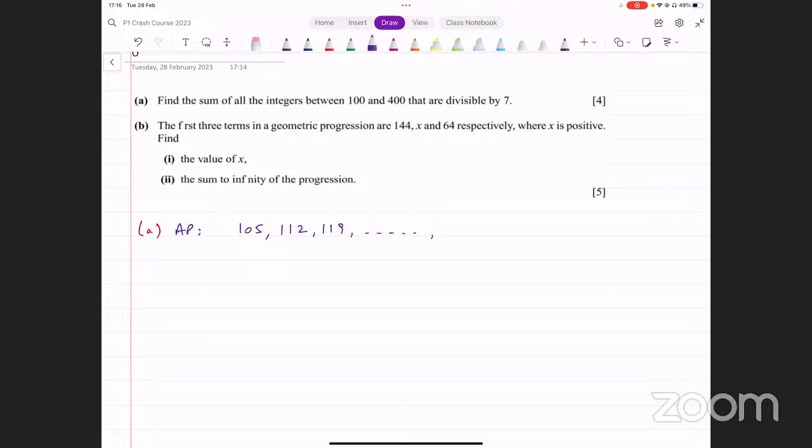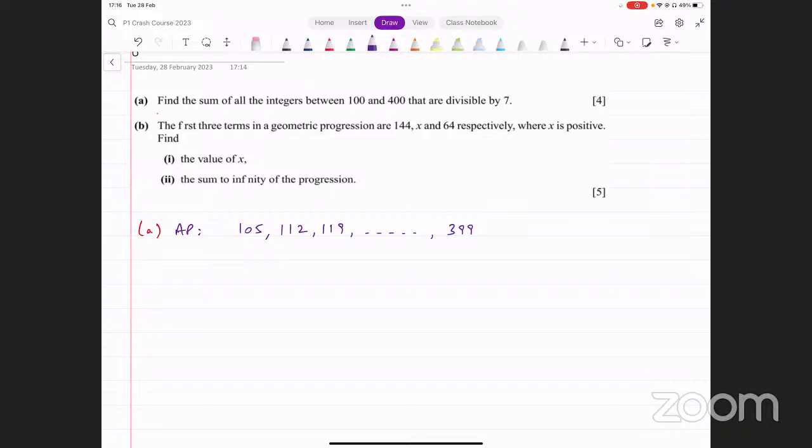What about the last term? We could actually also figure out the last term. Just look at what is a multiple of 7 just before 400. So try 400 first of all. 400 is not divisible by 7. You could try 399. 399 over 7 works. That is giving you a value. So the last term of the sequence is actually going to be 399. So we also know that.